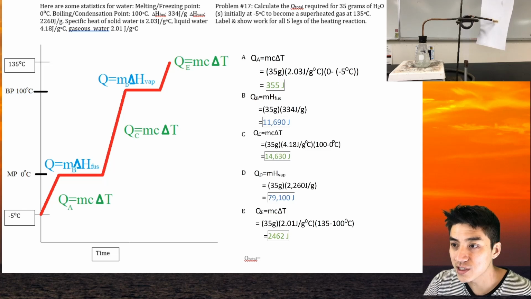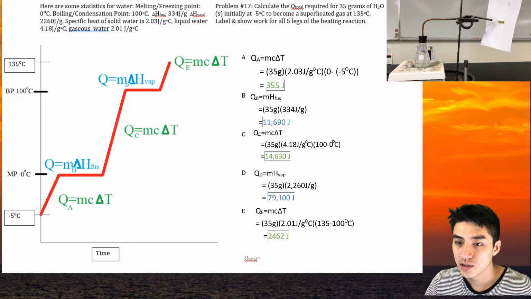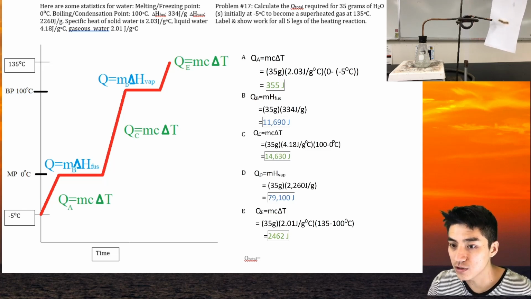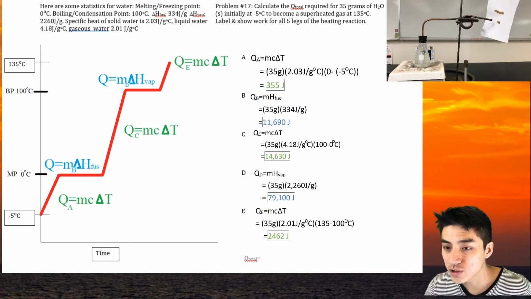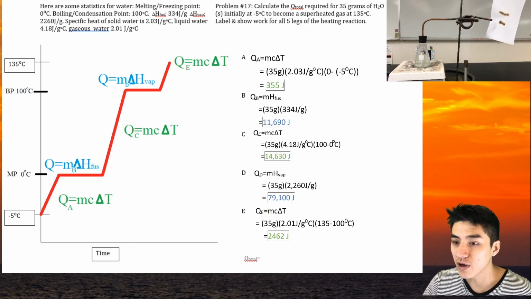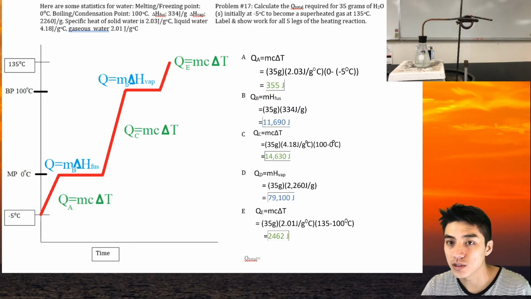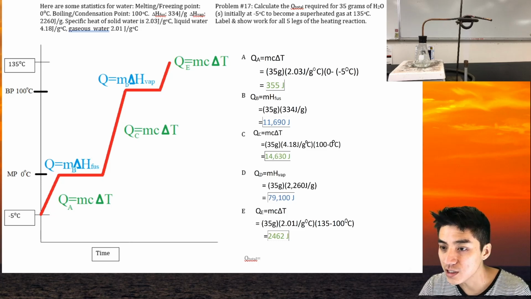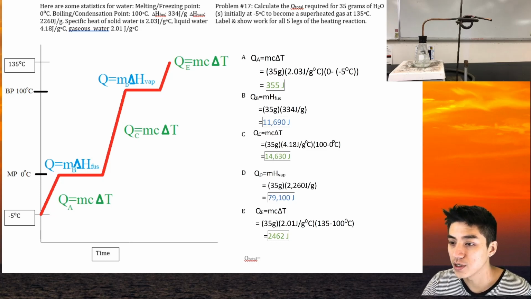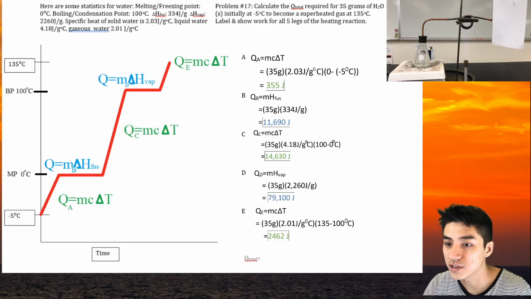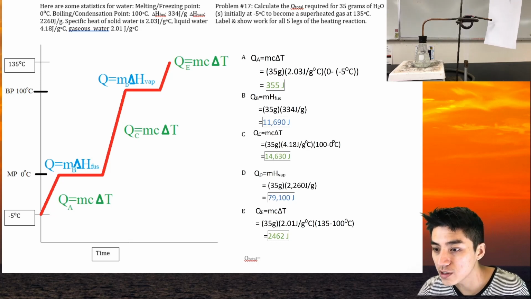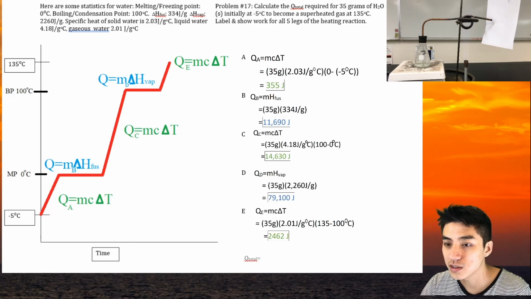Leg E represents the production of superheated steam. So we're going to revert back to our equation Q = mcΔT because there was a temperature change. So for m, plug in 35 grams. For c, that represents the specific heat of gaseous water, which is 2.01 joules per gram degrees Celsius. And then your delta T is 135 minus 100. So really that's 35 degrees Celsius that you'll plug in. That represents the temperature change of your steam to your superheated steam. So when you multiply those values, you'll get 2,462 joules.